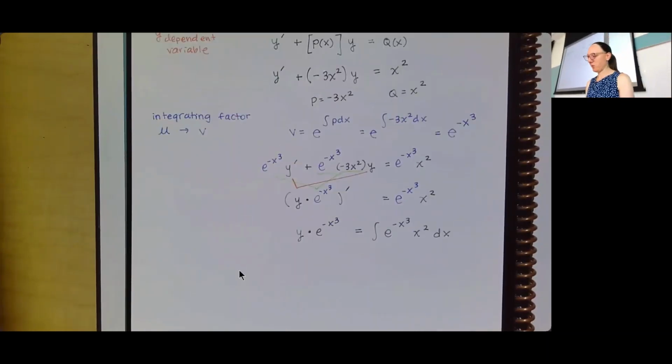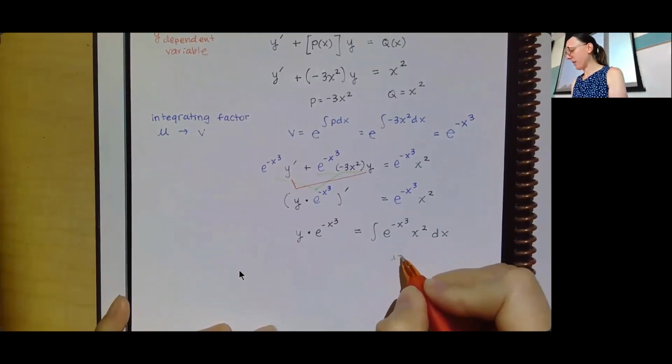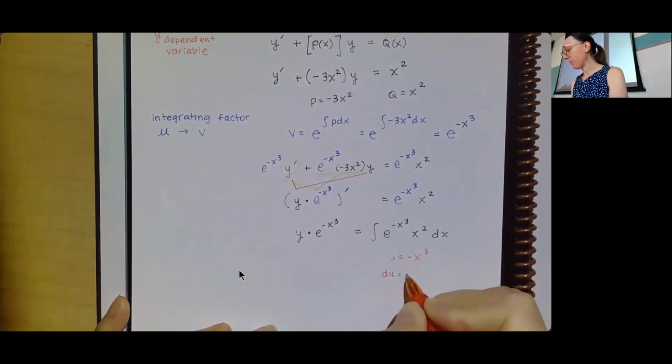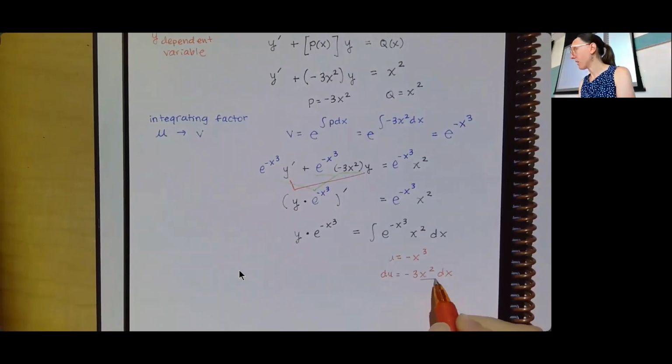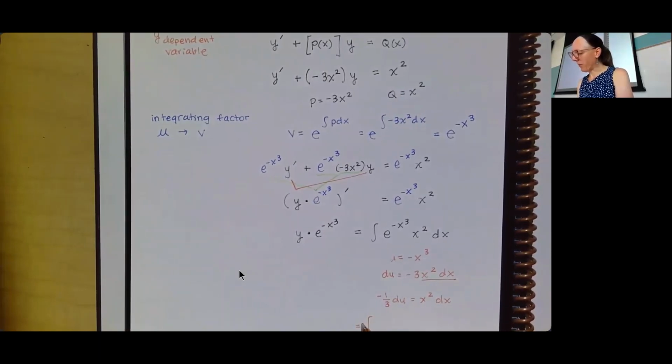So on this u substitution, I'm going to go ahead and let u be equal to negative x cubed, because then my du is negative 3x squared dx, which I almost have. I just don't have that negative 3. I've got the x squared in the dx part. So I'm going to make that say negative 1/3 du is equal to x squared dx, which lets me swap out this integral.